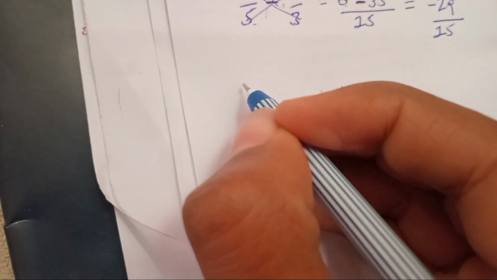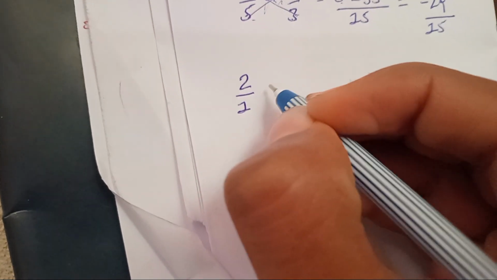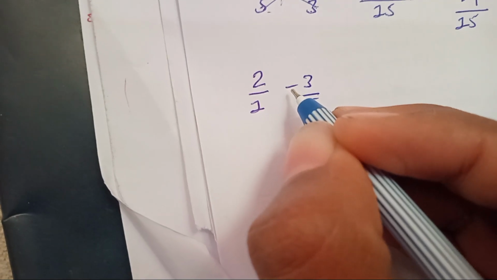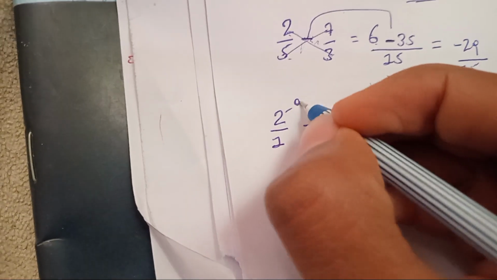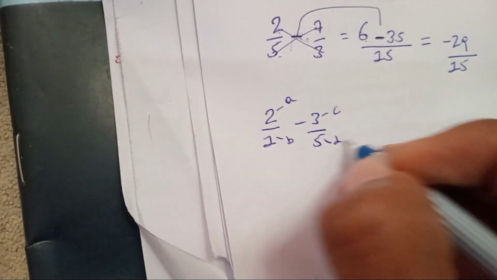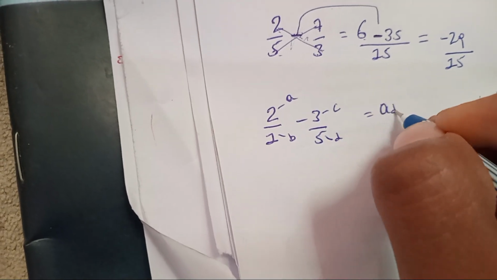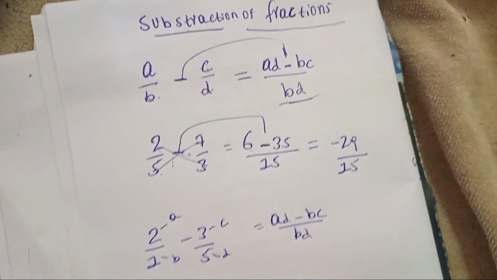Okay, let's see another example. Let's see 2 over 1 minus 3 over 5. This is subtraction of fractions. So the first is a, b, c, d. So ad minus bc over bd is our formula of subtraction.